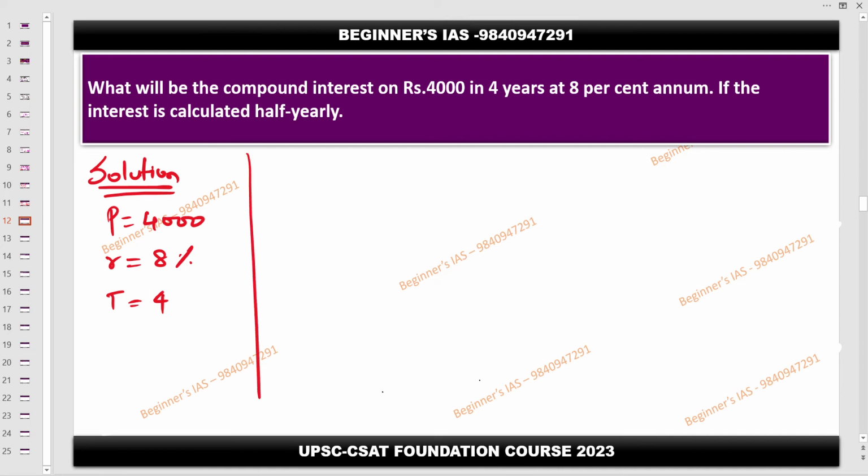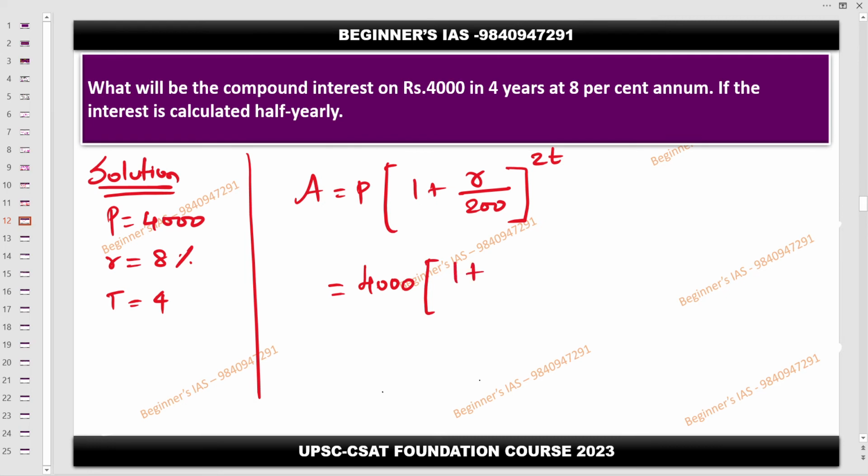Or else you can go with this method. A is equal to P into 1 plus R. If you are taking R here, then you have to put 200 here. Then 2T, which is equal to 4000 into 1 plus 8 by 200. So here 2T is nothing but 8. Please be very careful. You can use the first formula also. A is equal to P into 1 plus R by 200. Understood? Here 4000. So that formula you can apply.